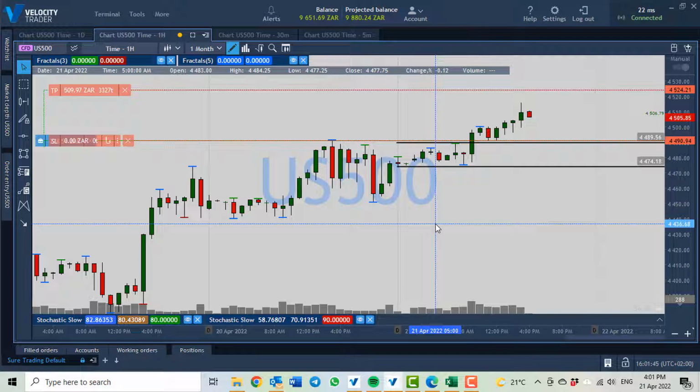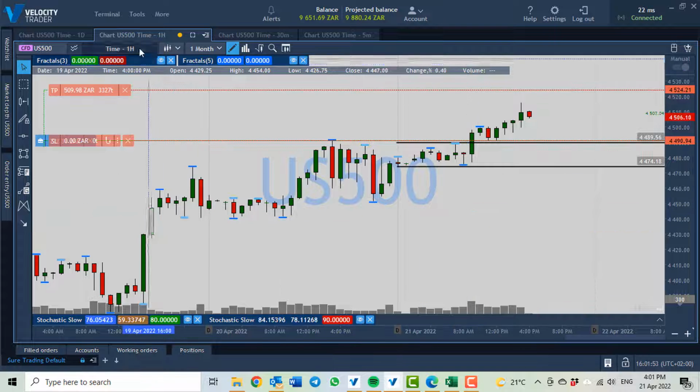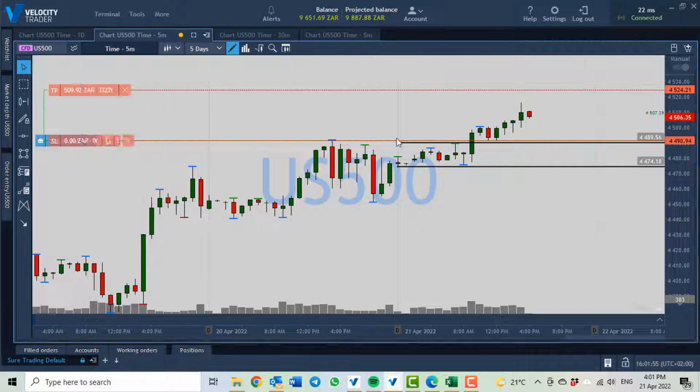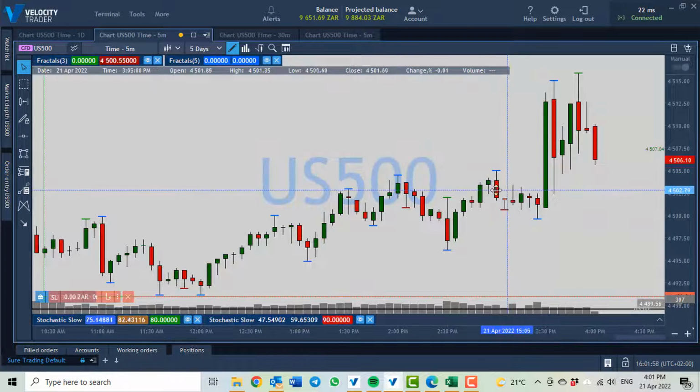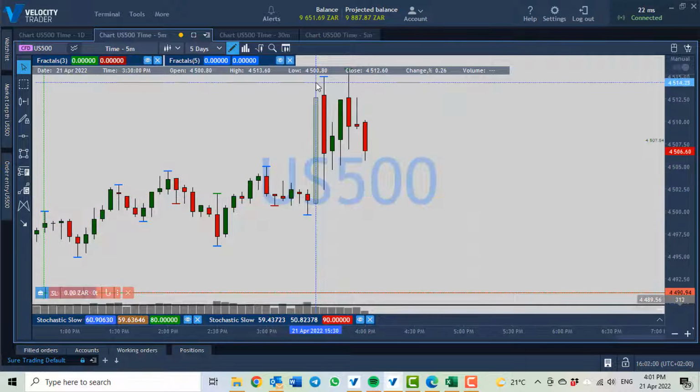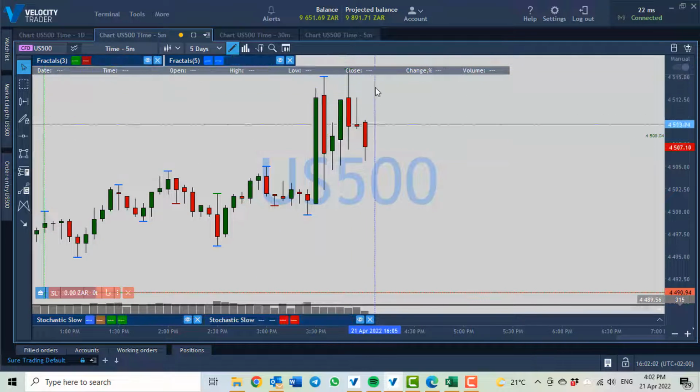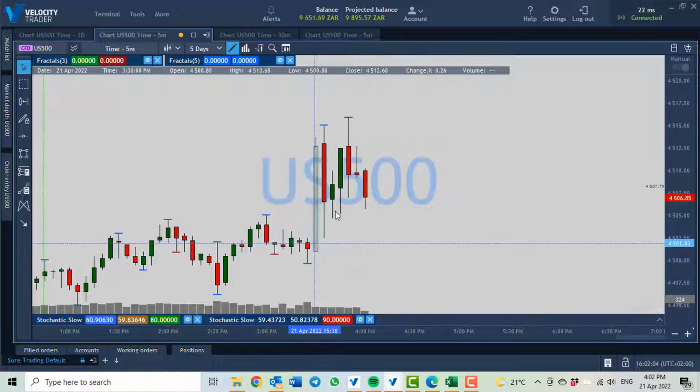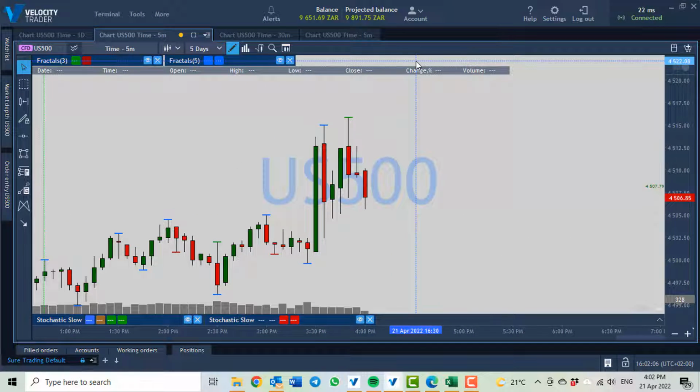So hopefully now that the American markets are open and there's more volatility, hopefully we'll go up towards our take profit. As you can see, since the market opened, it's been pretty up and down, but hopefully it continues upwards towards our take profit.